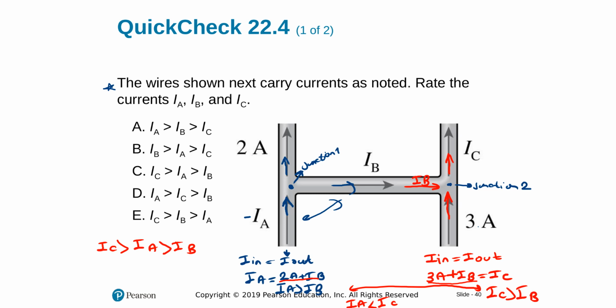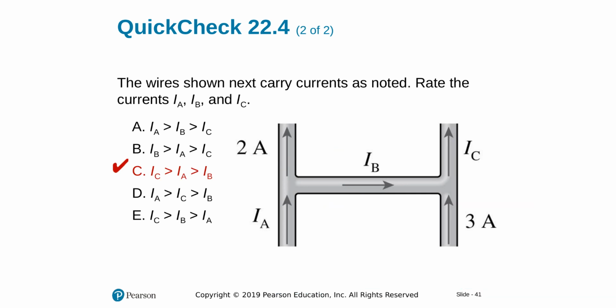Which version do we have? E is C is larger than B. No, not that. This option here is our correct answer. C is larger than A and A is larger than B. Alright. So this is current. It is our answer.